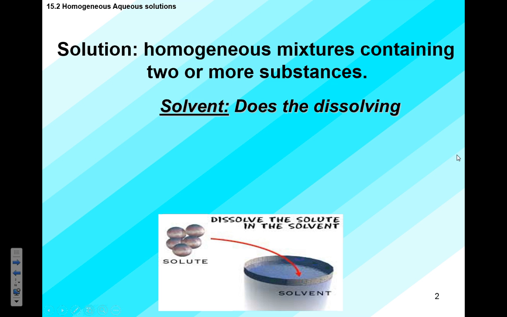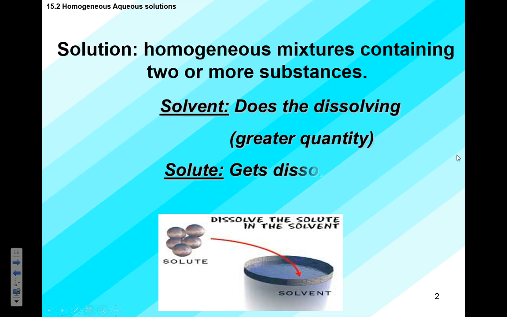Now, you may recall from middle school and elementary science that the solvent is the substance that does the dissolving in the solution. One of the problems with that definition is that in many situations, there's no way to really look at what's there and determine what actually does the dissolving. So we're going to look at a more simplistic definition of solvent. Think of the solvent as the substance that's there in greater quantity. So whatever we have there in greater quantity is going to be the dissolving medium.